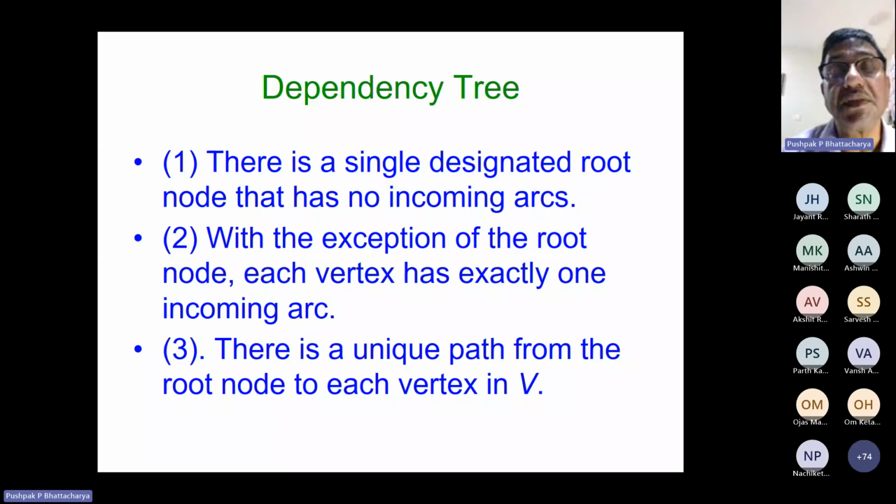So that means this is first of all a directed acyclic graph, and every node has a single parent except the root node. So this we know is the definition of a tree. That's why we have a dependency tree, not a dependency graph, but a dependency tree. There is a unique path from the root node to each vertex in V. So root has this privilege. From root, every node is accessible.